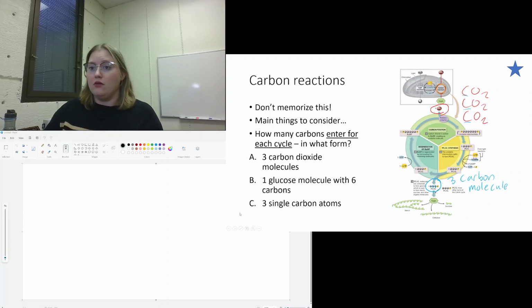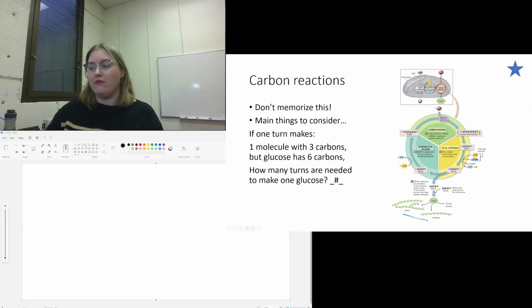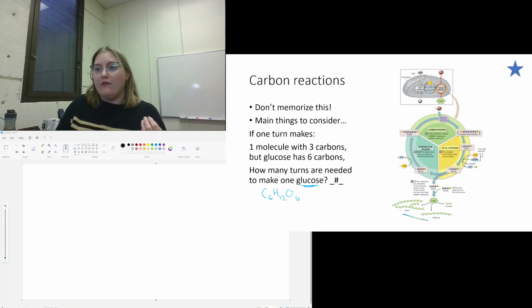However, the thing that we know coming from photosynthesis is glucose, and glucose is a 6 carbon molecule, C6H12O6. So if we have 6 carbons in glucose, and we have 3 carbons in P-gal, and 3 carbon dioxides going into the cycle, how many turns of this cycle are needed to make a molecule of glucose? Go ahead and answer that in iClicker.